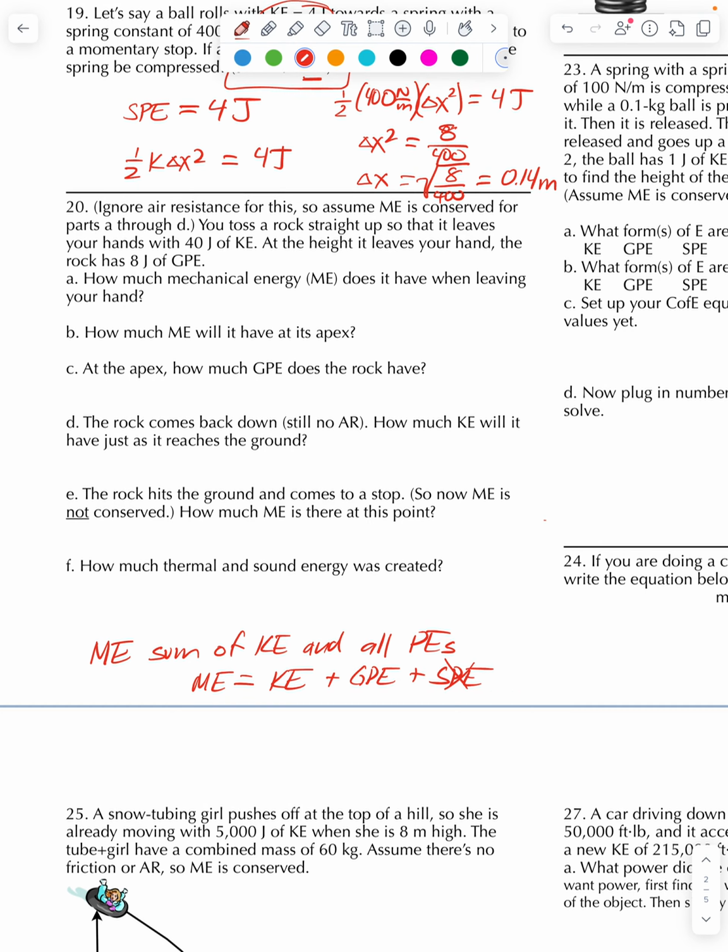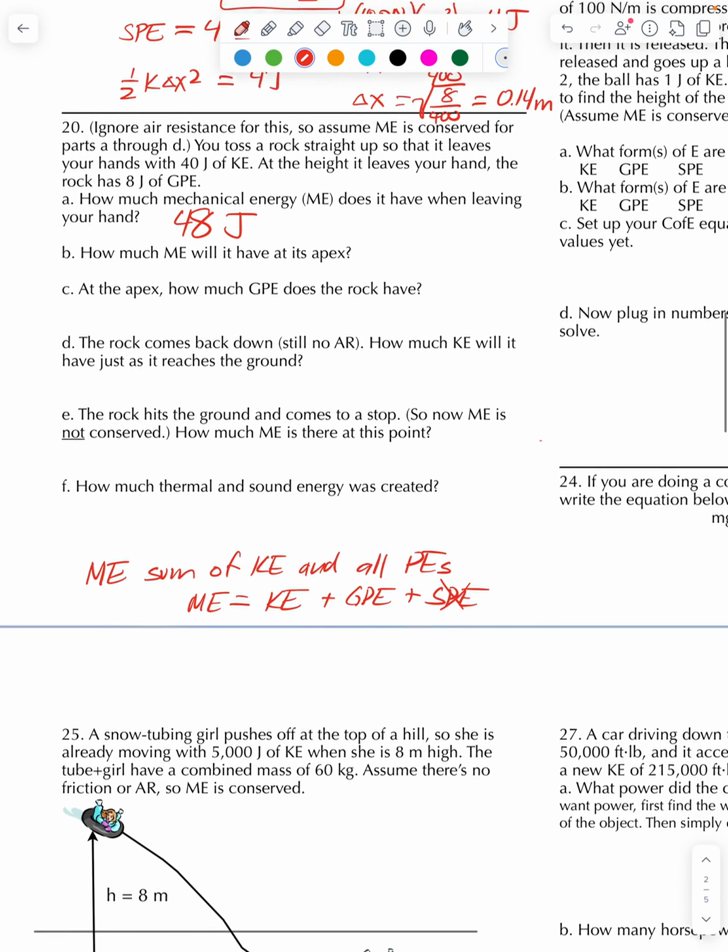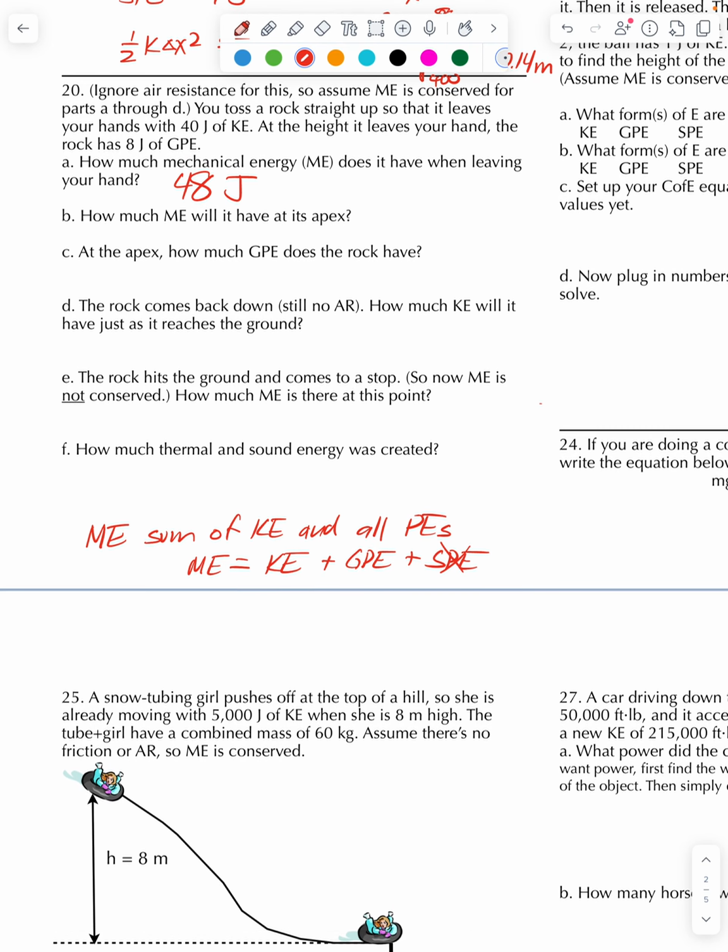So back to the problem, it says we assume it's conserved. You toss a rock straight up, so it leaves your hands with 40 joules of KE. At the height it leaves your hand, the rock has 8 joules of GPE. So I guess we're calling the ground 0 of GPE. So when it's leaving your hand, it already has some GPE. How much mechanical energy does it have when leaving your hand? Well, I hope you understood what I just said. 48 joules. It's the sum of the kinetic energy and any potential energy it has. And there's no springiness here, so it's just the KE plus the GPE.